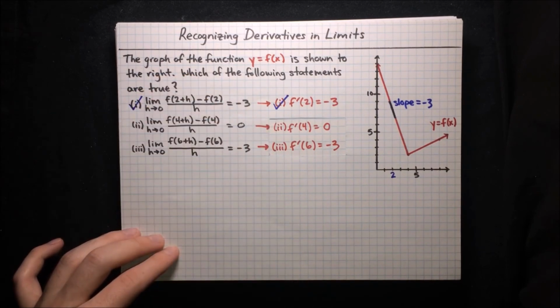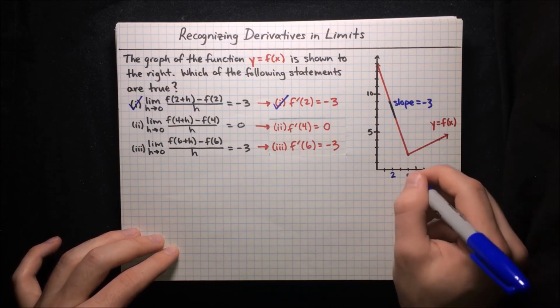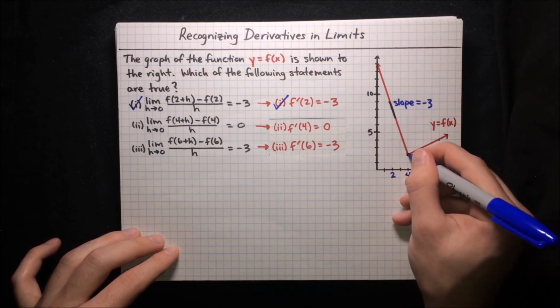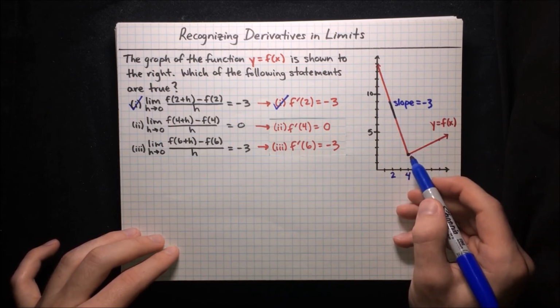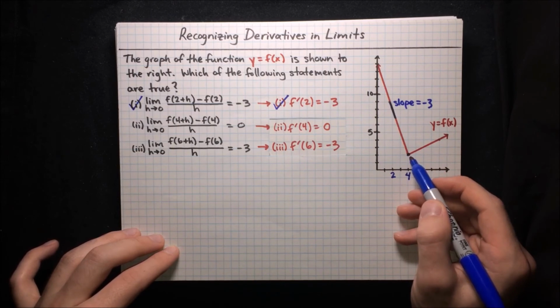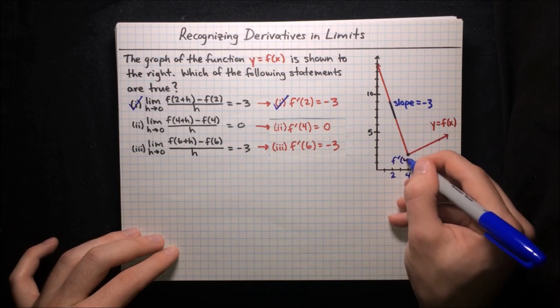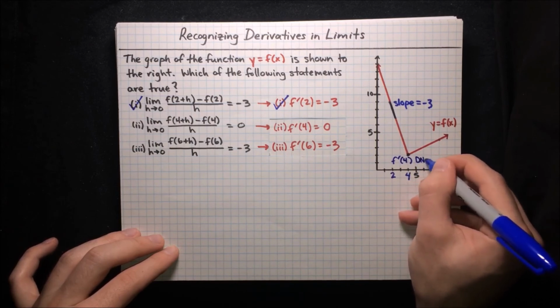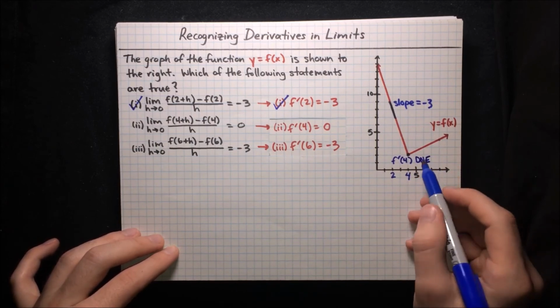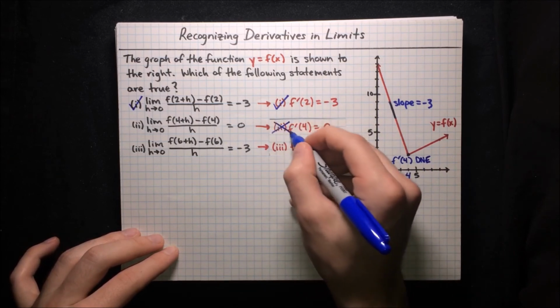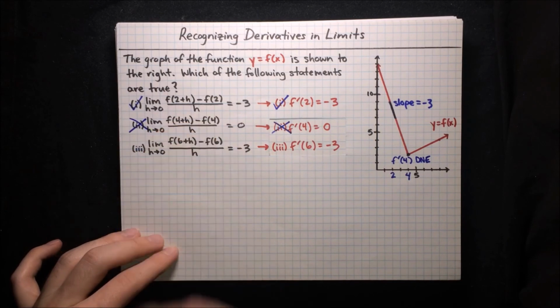Alright, next up, f prime of 4 equals 0. Is that true? Well, f prime of 4 is again just the slope of the tangent line at x equals 4. X equals 4 is here, and we're referring to this point over here. But hey, over there the graph has a sharp edge, so the derivative doesn't exist. So we can label this by saying that f prime of 4 does not exist, and if it does not exist, then it can't be equal to 0. So statement 2 is not correct. That means the original statement 2 is not correct either.